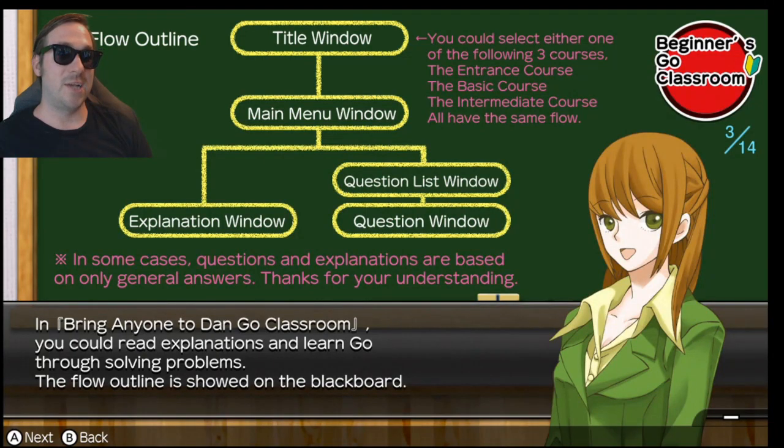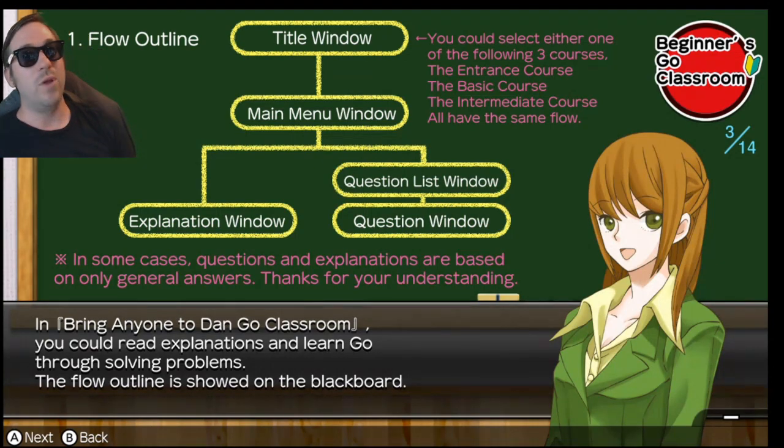This is a full-on lecture, lads. Strap in. Bring anyone to Dan Go classroom. You could read explanations and learn Go through solving problems. The flow outline is shown on the blackboard. So okay, we're starting from top to bottom here. I will move my noggin slightly. See, no, flow outline. Okay, flow outline.